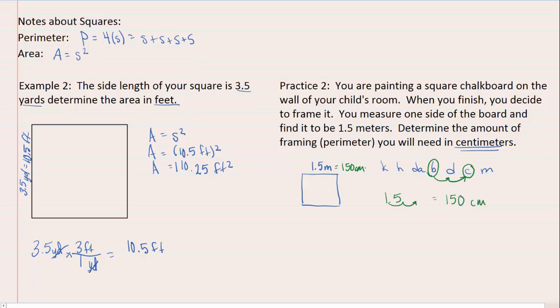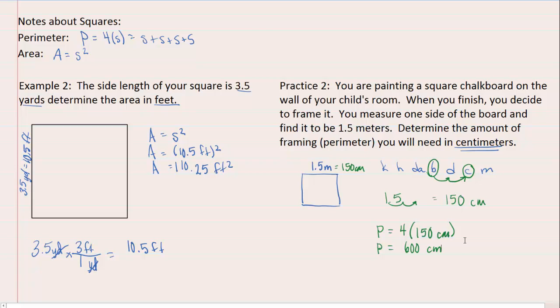Since all sides are exactly the same size, then all sides should be 150 centimeters. The formula for perimeter is 4 times one side, or 4 times 150 centimeters, which would mean that I would have 4 times 150, which would be 600 centimeters. That is the perimeter of your chalkboard.